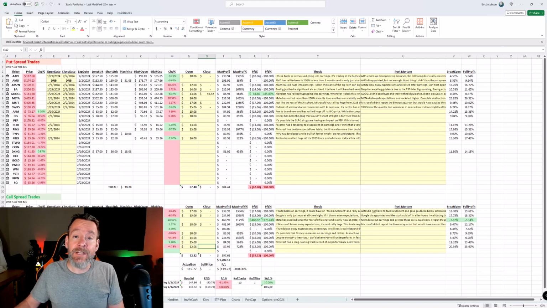As we move on from here, I do have a number of different call spread and put spread plays that I'm going to execute in the following week. So next week, I'll have even more to report back to you on how badly I'm doing trading options.